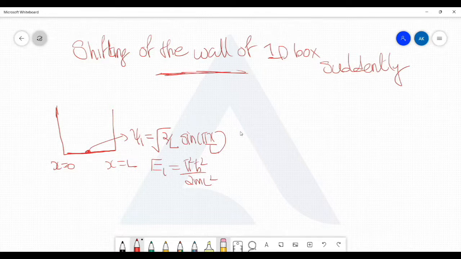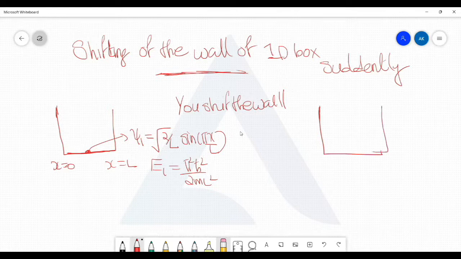Suppose you stretch, you shift the box or shift the wall. Shift the wall means, suppose you take it from x is equal to 0 to x is equal to 2L.